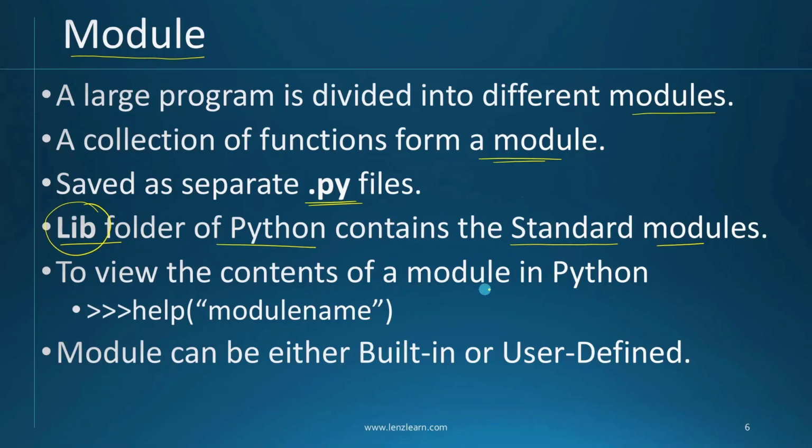To view the content of a module in Python, you can use the help command, and after that in brackets you just have to give the module name. It will list all the functions defined in this module. So you don't have to memorize whether this function is available in the math module or this function is available in the statistics module. You just have to type the command help with the module name, such as math, and then you can identify which function you want and use it inside your program. Now a module can be either built-in, in which case you can find it inside the lib folder, or it can be user defined.